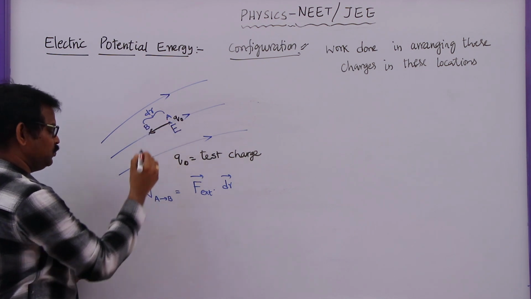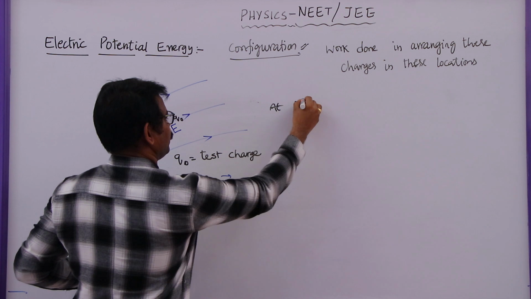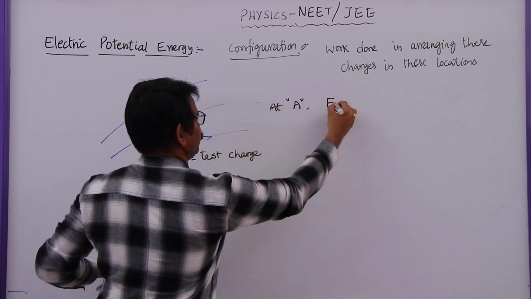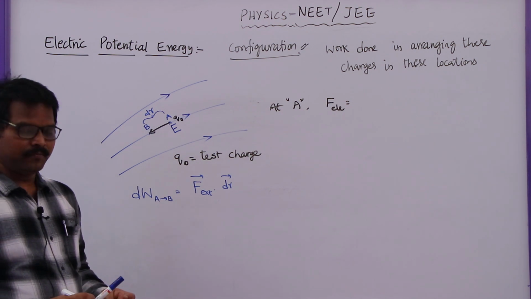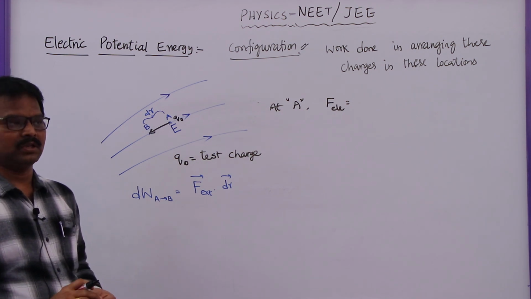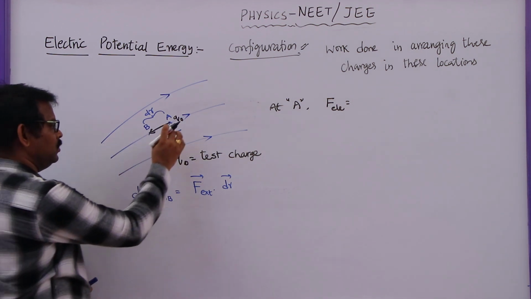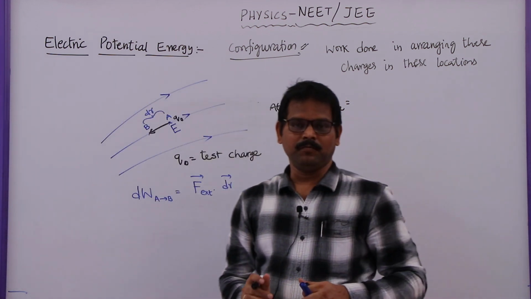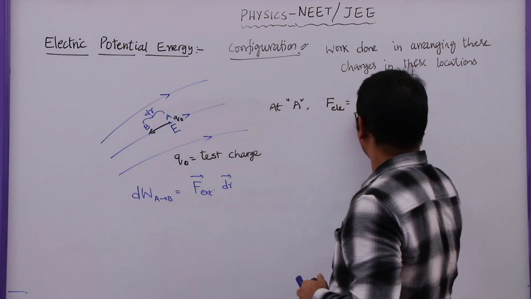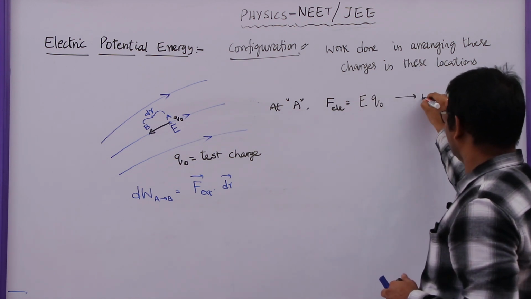So at point A, the electric force is given by 1 by 4 pi epsilon naught Q1 Q2 by R square. But here the source charge is not given. But the electric field strength at point A is given. So the electric force F is equal to EQ, which we can write as EQ0. So this is equation 1.